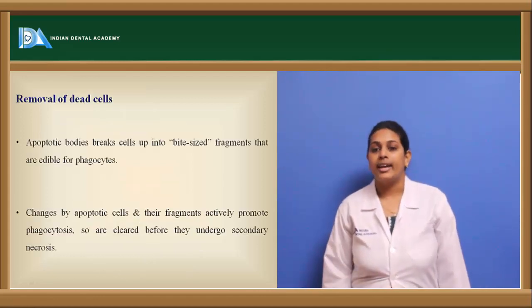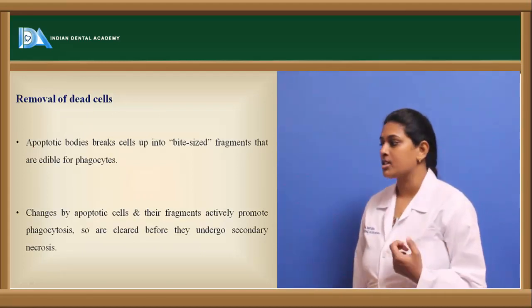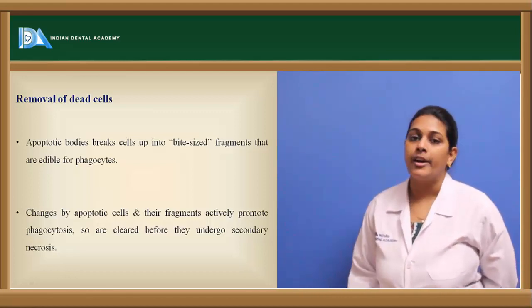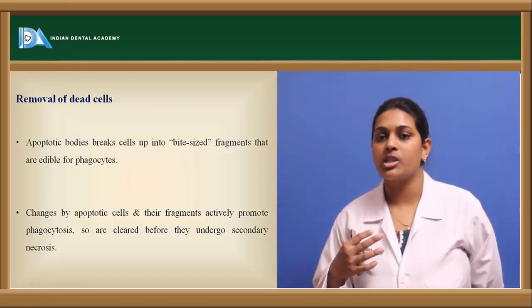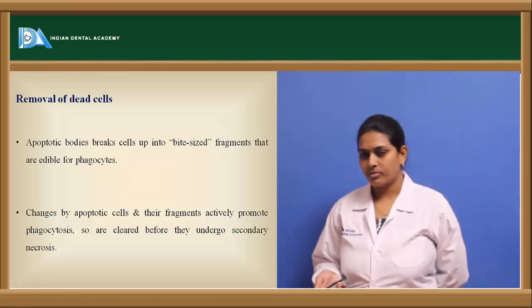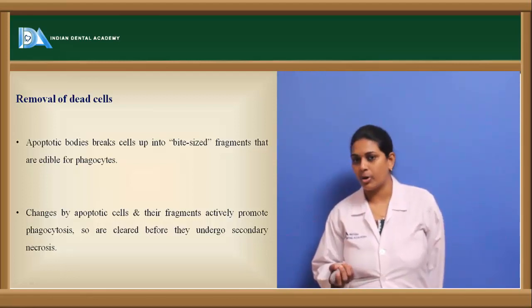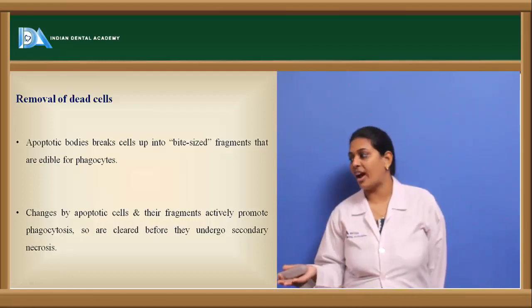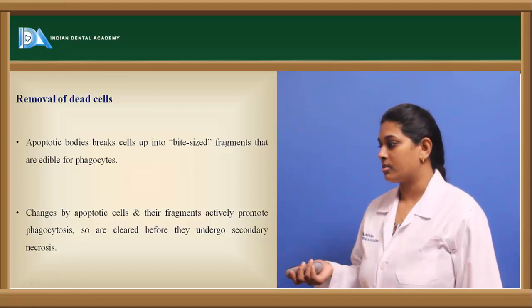Once the dead cells, that is the apoptotic bodies, have to be removed, they are removed by being formed into bite-sized fragments. That is, they are broken down into such small particles that they are edible for the phagocytes during phagocytosis. The changes in the apoptotic cells and their fragments usually actively promote phagocytosis. This is the reason that, before secondary necrosis is attempted, these fragmented cells and the apoptotic cells are completely removed from the organs.